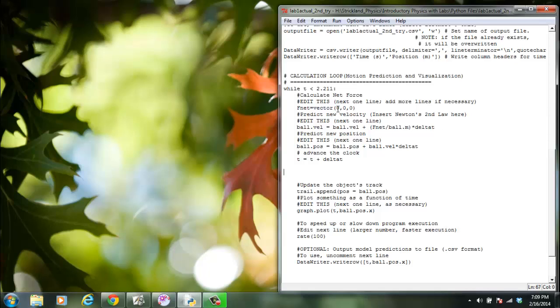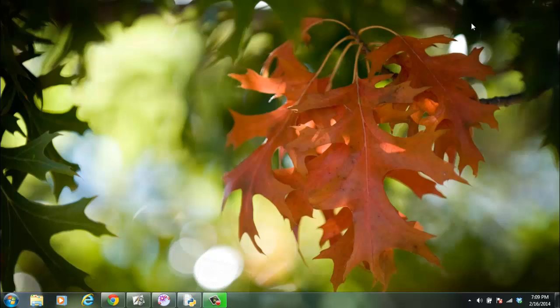The force vector was set to 0 because this is constant velocity motion with 0 net force. Now, we can't say that there were no forces acting on the object. We're only saying here that the net force equals 0. The combination of forces on our object are equal to 0.